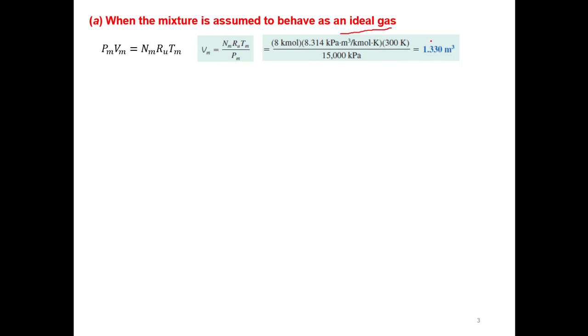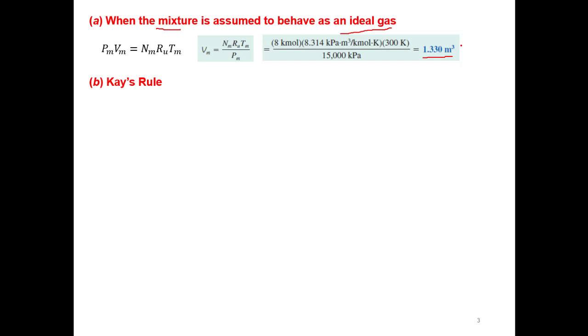If you put in all the values, then the volume of the mixture will be equal to 1.33 cubic meter, right? So this volume is based on the ideal gas, meaning you consider the mixture as an ideal gas.